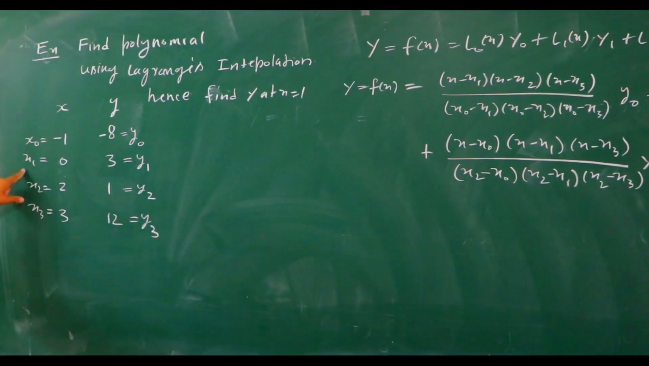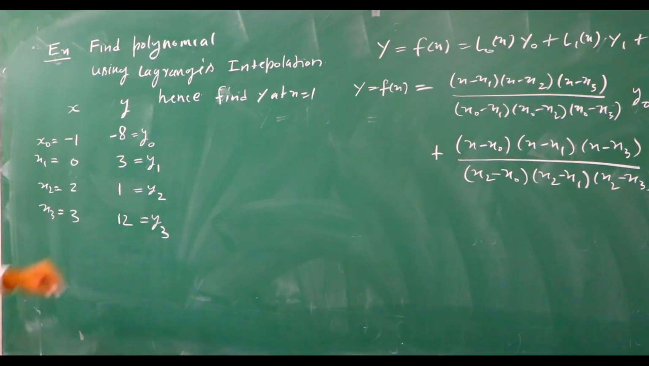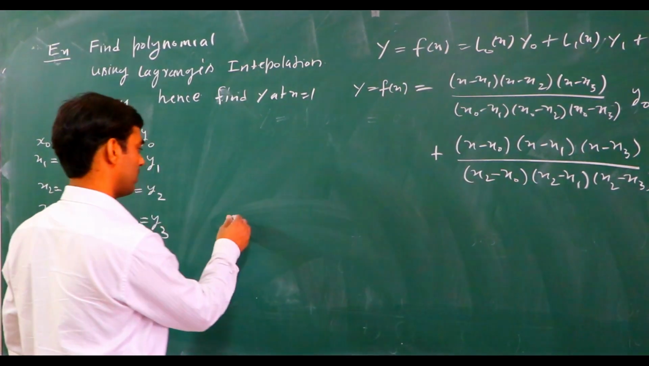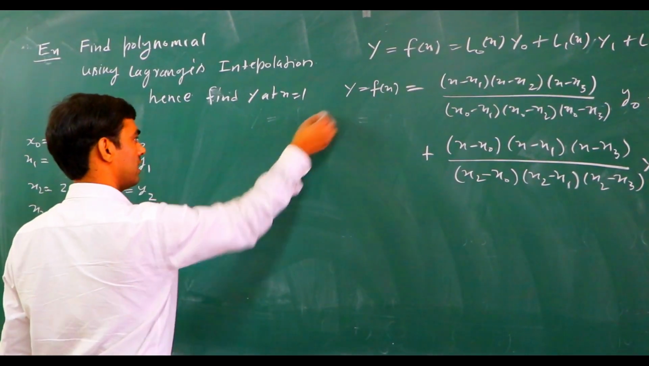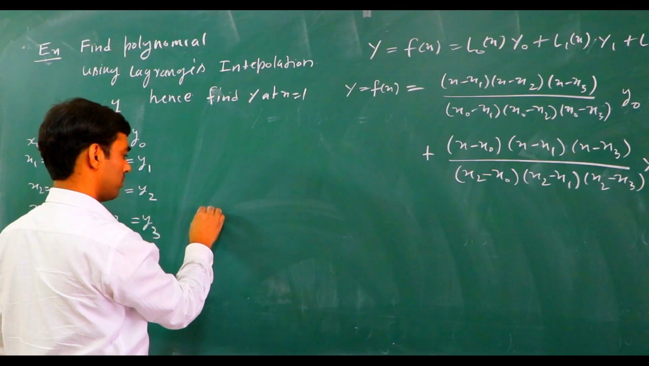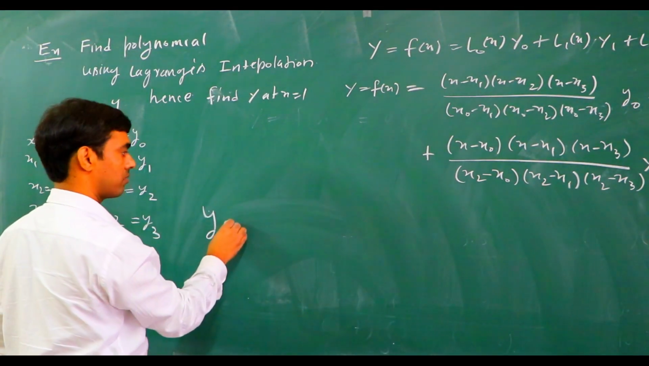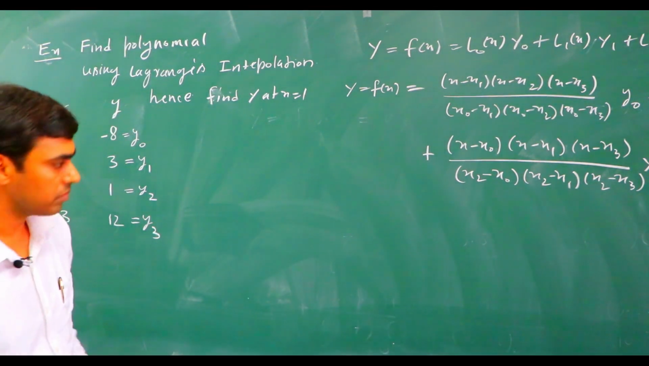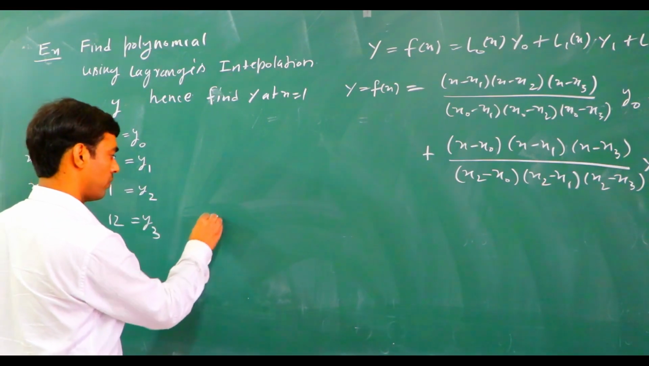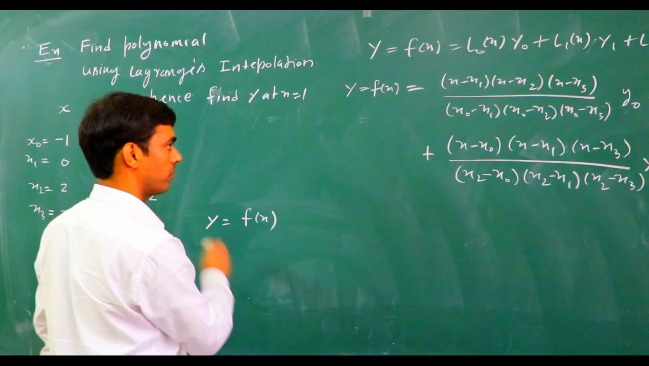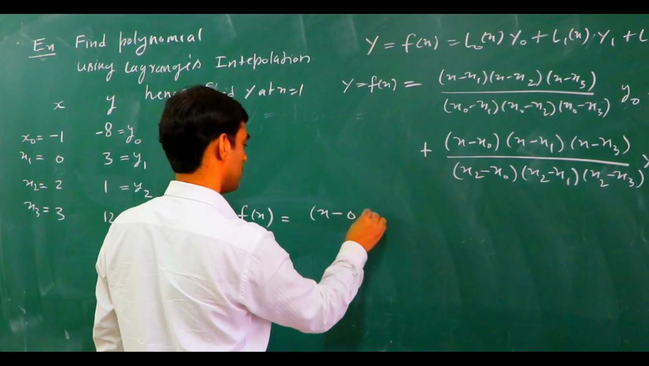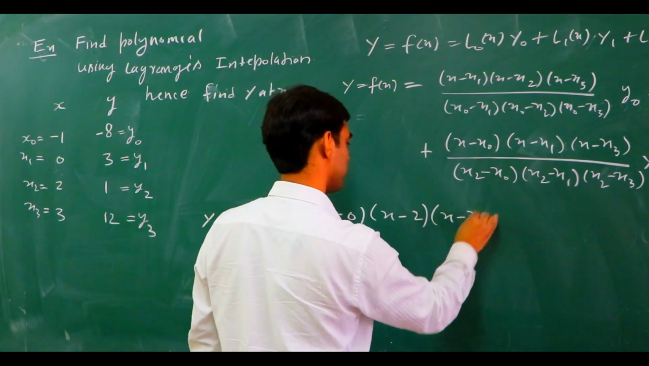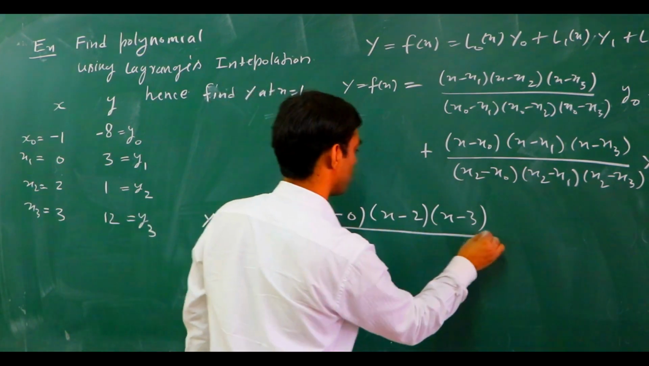Just put the values of x0, x1, x2, x3, y0, y1, y2, y3. And in place of x, we write x as it is. Now if we simplify, since there are 4 terms, we write y equal f of x equal (x minus 0)(x minus 2)(x minus 3) divided by, what is x0?